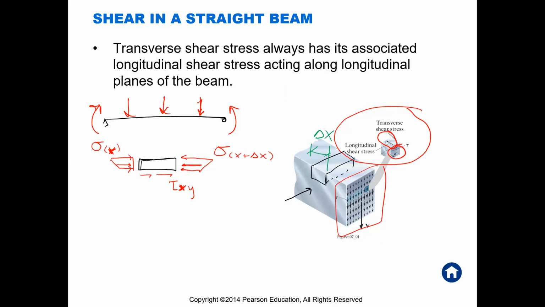Now what you're going to see is that this distribution of shear stress, this tau xy, is going to vary depending on where we are in terms of y. So this is our y-axis. Depending on where we are in terms of y, we'll have a different value of shear stress. It's a function of y.